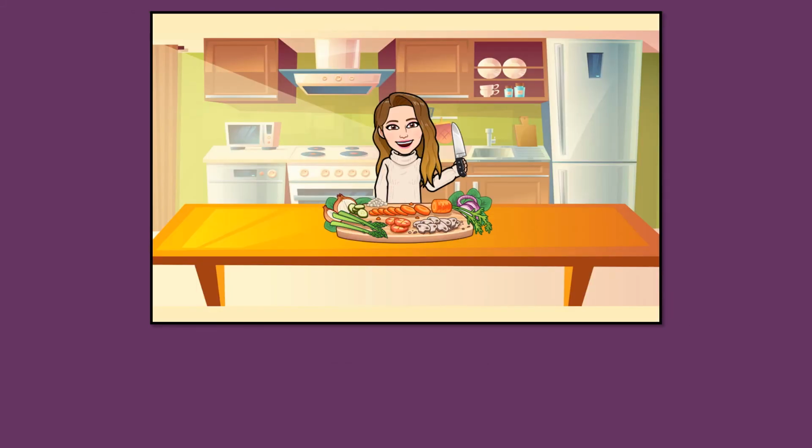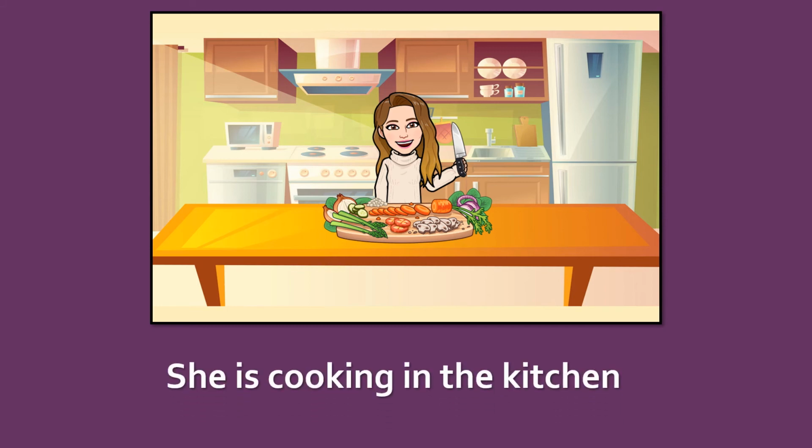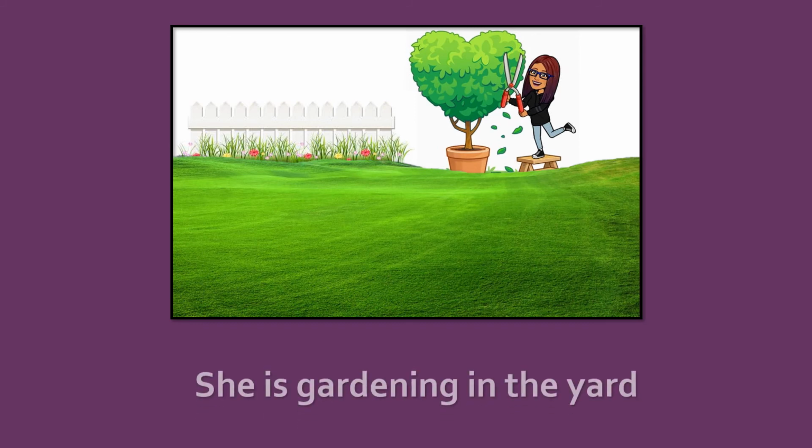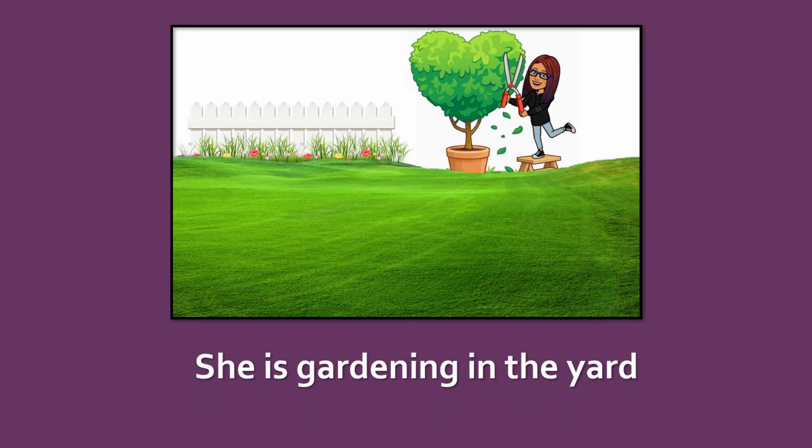Another example. Here it is me in the kitchen and I am doing something. So here we can say she is cooking in the kitchen. Another example. Here again we have Miss Jasmine that is doing something in some part of the house. So here we can say she is gardening in the yard.